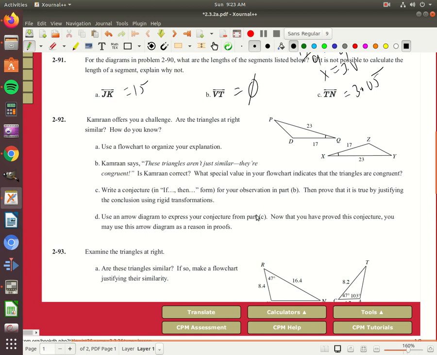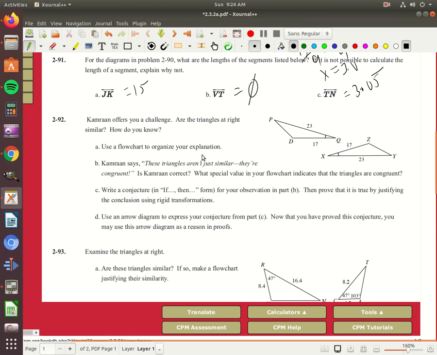Okay, so 292, it says, Cameron offers you a challenge. Are the triangles at the right similar? How do you know? So let's see here. Yeah, I don't know that they're similar. We talked about this at the beginning of 231. If the scale factor is 1, they're not similar. They're congruent. So are they similar? I mean, similar is congruent, but I'm going to say no.